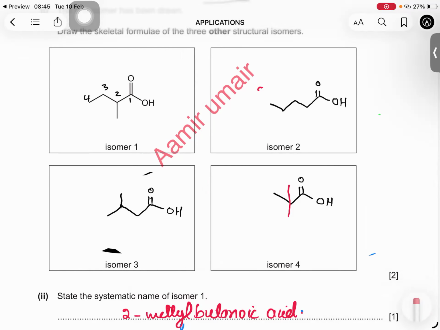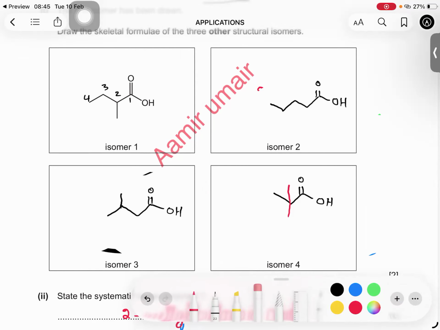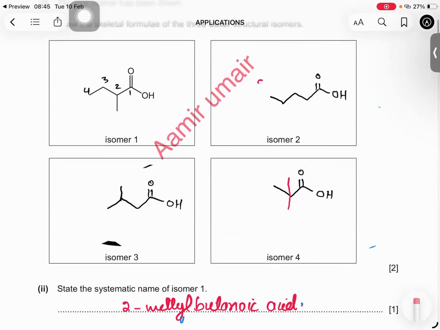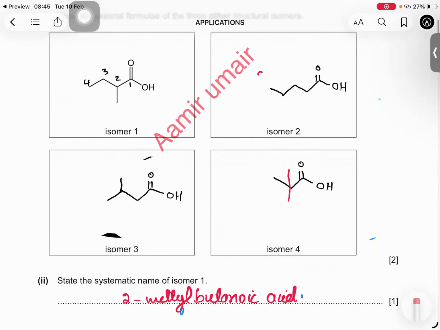Please draw them and label them isomer 1, 2, 3, 4 because I'm going to scroll up. So isomer 1 is 2-methyl butanoic acid, isomer 2 is 3-methyl butanoic acid, isomer 3 is pentanoic acid, and isomer 4 is 2,2-dimethyl propanoic acid. Okay? State the systematic name of isomer 1. What is the systematic name of isomer 1? 2-methyl butanoic acid.